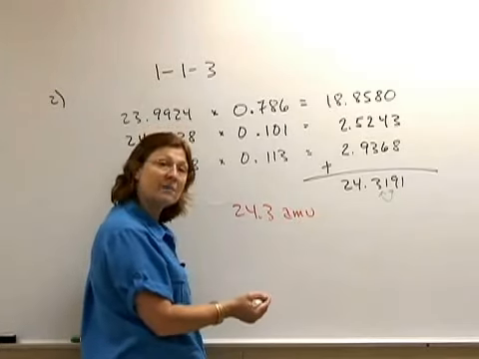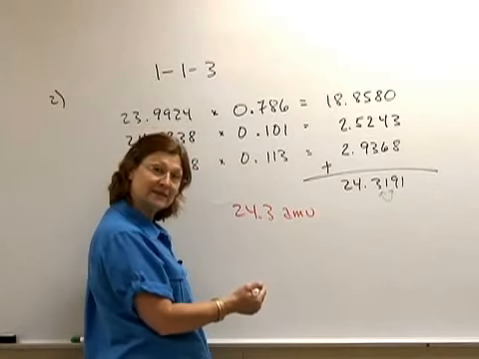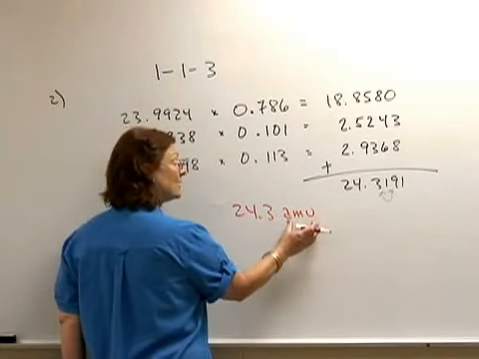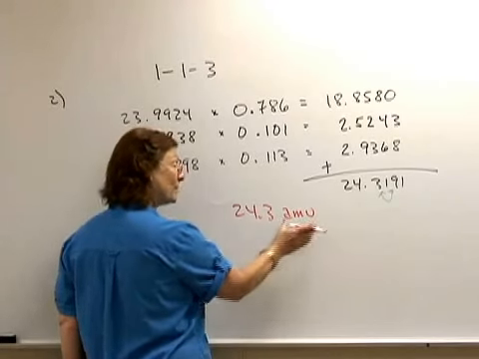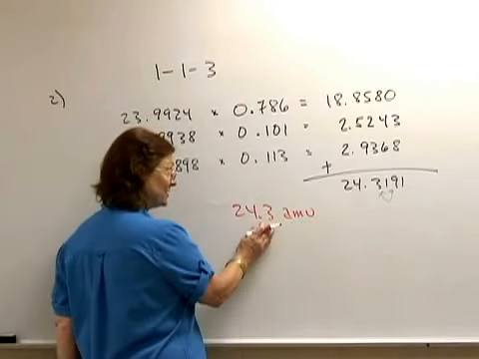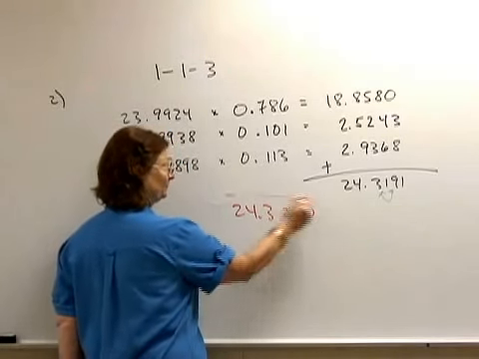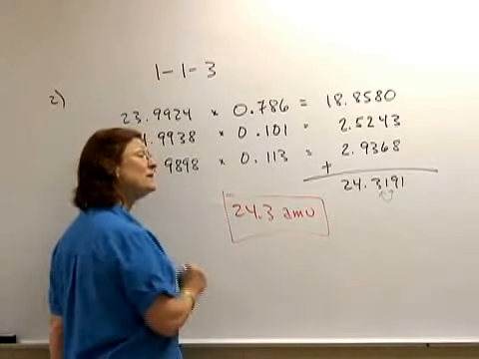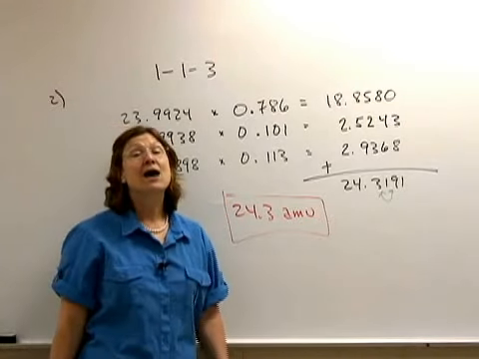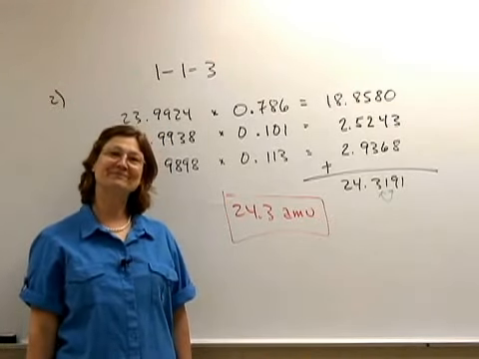AMU, atomic mass units, is my label or my unit. And we must take it to the tenths place for our final answer. And this would be the average atomic mass of magnesium.